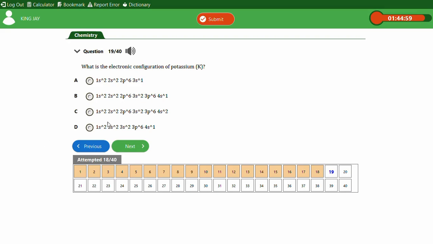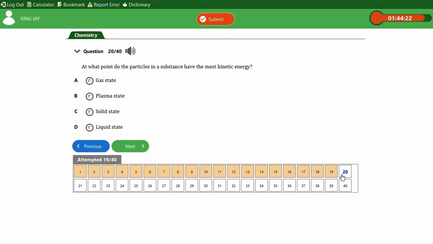Let's check this again. Sorry guys. This is 2 plus 2, 4, plus 2. It isn't D, so it may be B. 2 plus 2 is 4, plus 6, 10, plus 2, 12, plus 6, 18, plus 1, 19. Yeah, so the answer is B. Let's go to the next.